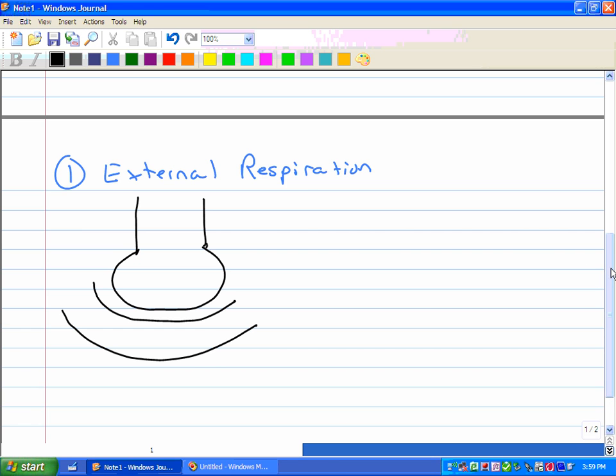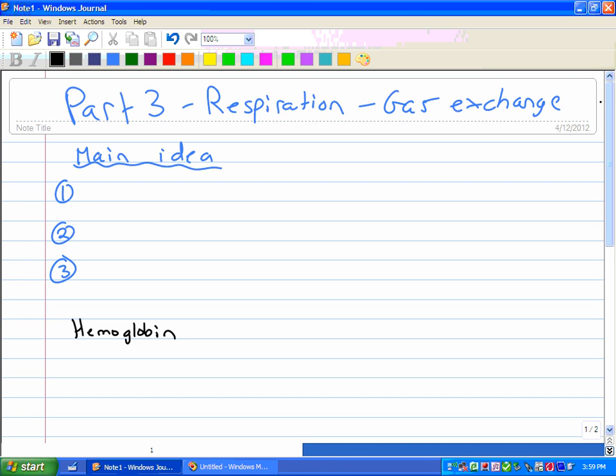We are in the final part 3 of our respiration unit. This is the most inclusive part of the unit. It's a little bit tricky, so if you need to stop it, rewind it, feel free. We'll start off, as always, with our main ideas.